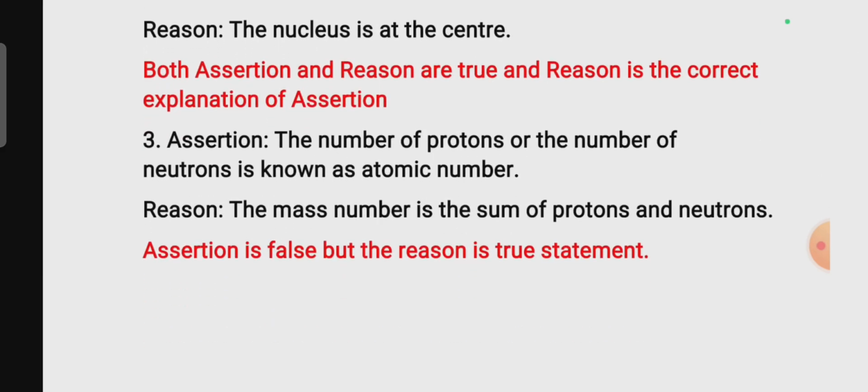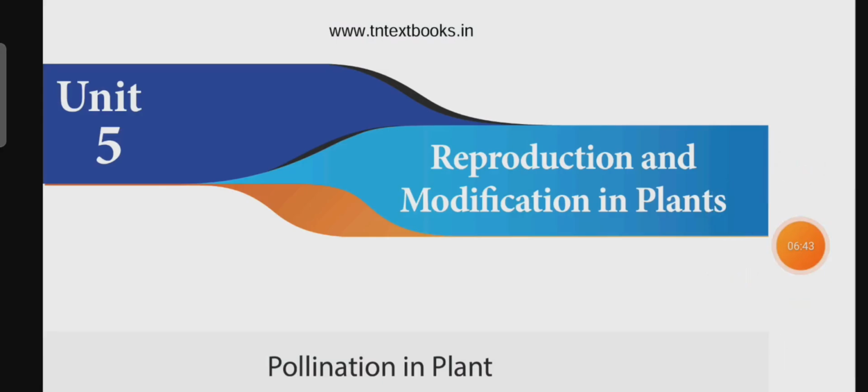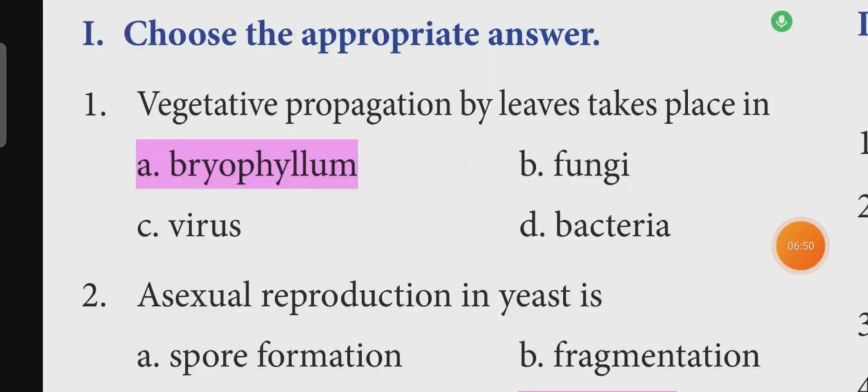Third one, assertion: the number of protons or the number of neutrons is known as atomic number. Reason: the mass number is the sum of protons and neutrons. Answer: assertion is false but the reason is true. Next, unit 5, reproduction and modification in plants. First Roman, choose the appropriate answer.